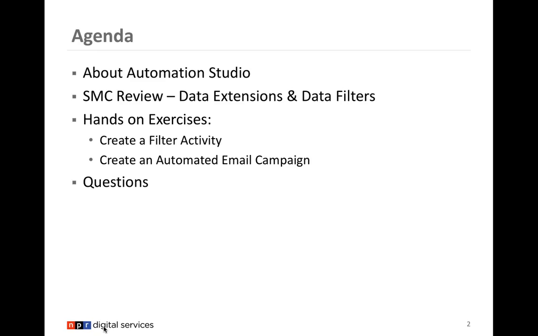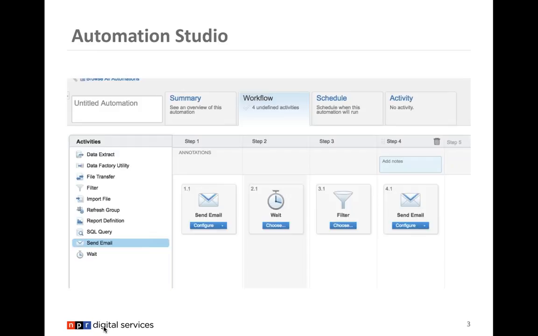And then I want to do a couple of hands-on exercises to help you understand the things that you can do in the Automation Studio. We'll set up a sort of mini email campaign in the Automation Studio so you can run a little mini campaign and see how it works. And then we'll have some time for questions.